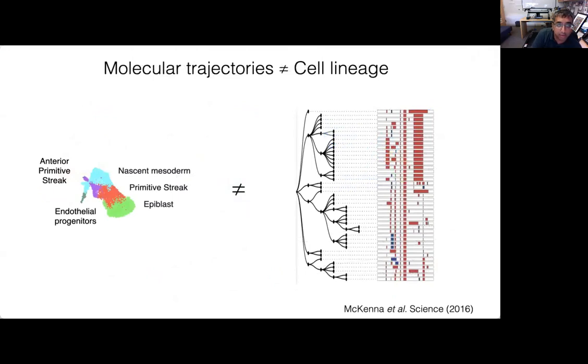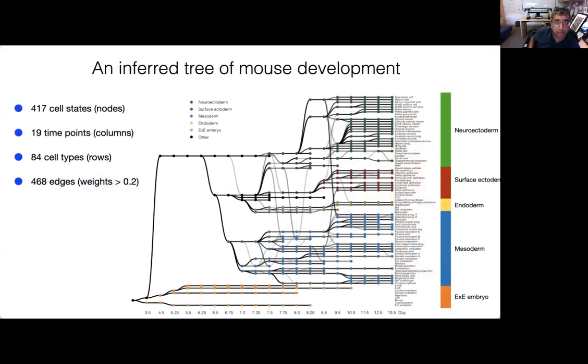Key point here, and I mentioned this earlier, these are trajectories, not lineage, like we did with GESTALT in the first part of the talk. We're still developing the tools to really do the Sulston-like experiment in mouse, and I think we'll get there, but it'll take a little more time. Nonetheless, there's a lot we can do just with single-cell RNA-seq data.